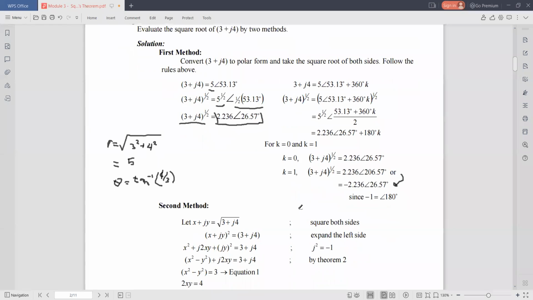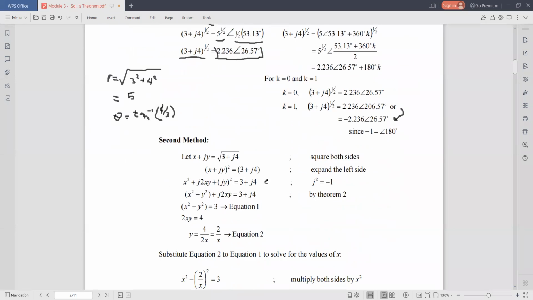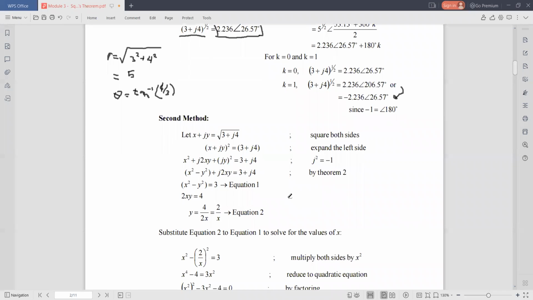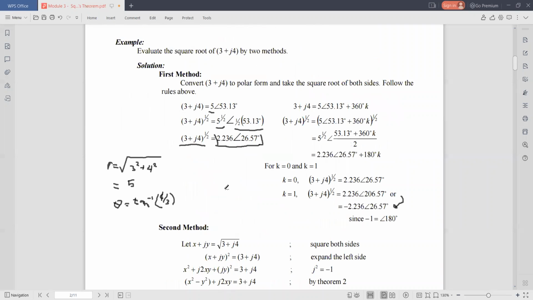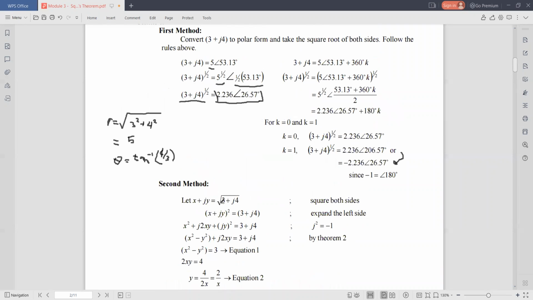For the second method, let's check. Here we apply theorem number 2 of rectangular form, in which we use the two equations to two unknowns. So here, let x plus jy equal the square root of 3 plus j4. So this is the given.